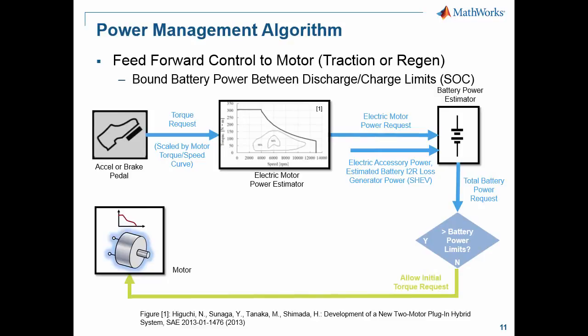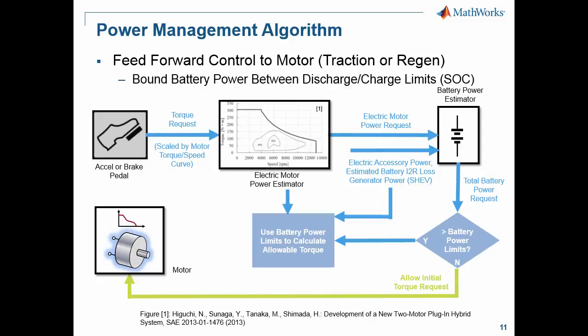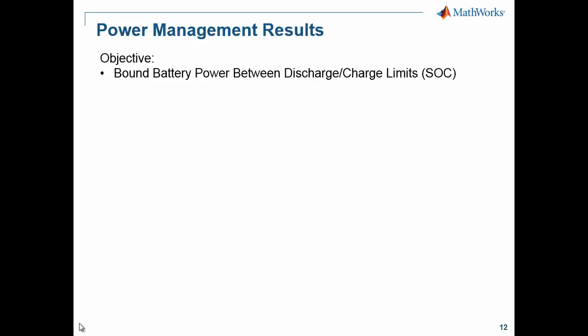If the total battery request does not exceed the battery limit, we can allow the initial torque request to go to the motor. However, if the total battery request exceeds the battery limit, we have to calculate the allowable torque request by working the problem backwards. We will start by using the battery power limit and subtracting the electric accessory, I²R losses, and generator power. We can then use the efficiency map to determine how much allowable mechanical torque can be sent to the motor. In the following figures, I will show example results of the power management algorithm.